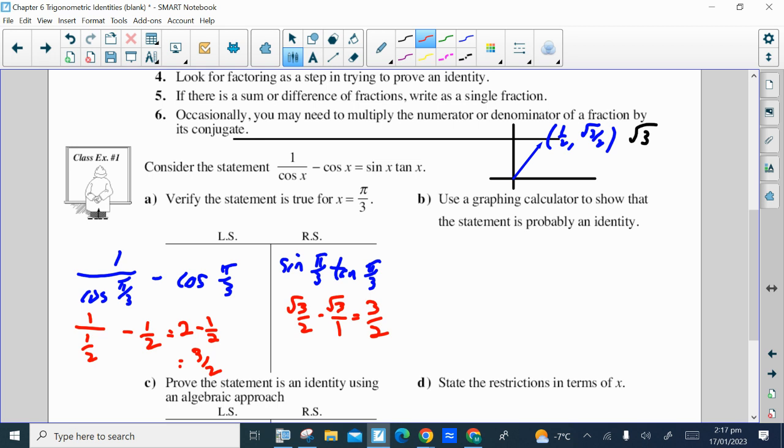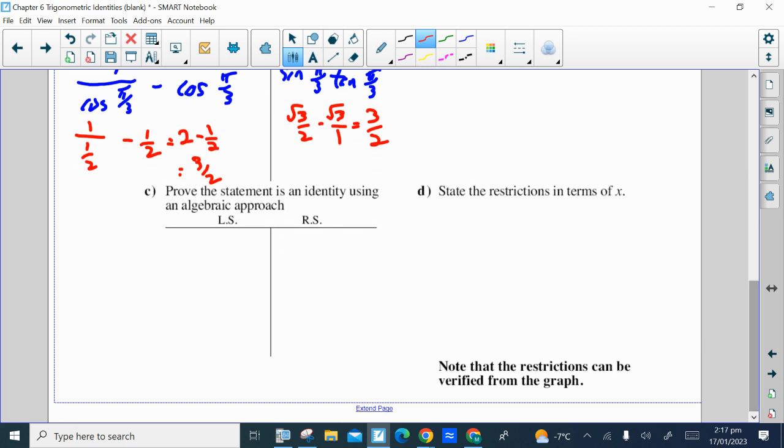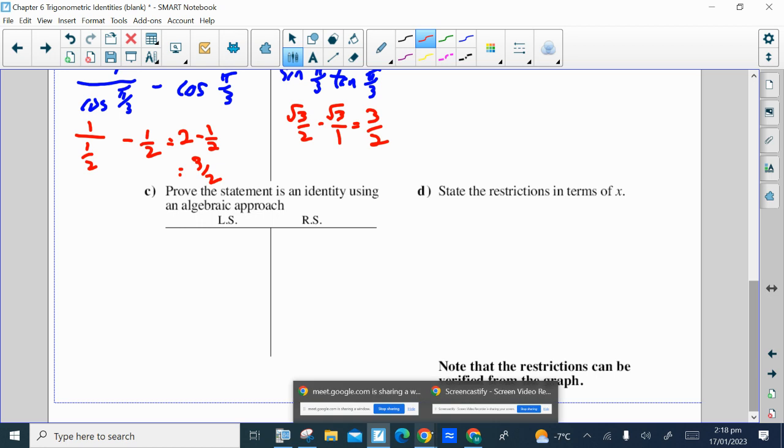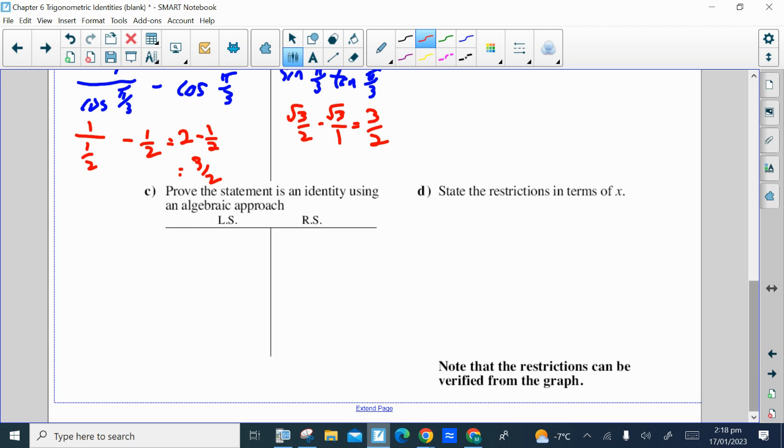You can show that the statement is an identity for certain values of x, like we did in part A, but it doesn't mean that it is an identity for all values of x. To do that, we use an algebraic approach, which is what part C is asking us to do. Use an algebraic approach in order to prove that the statement is an identity. So this is what we're going to be focusing on for the next couple classes. Using known identities to prove that other statements are also identities.